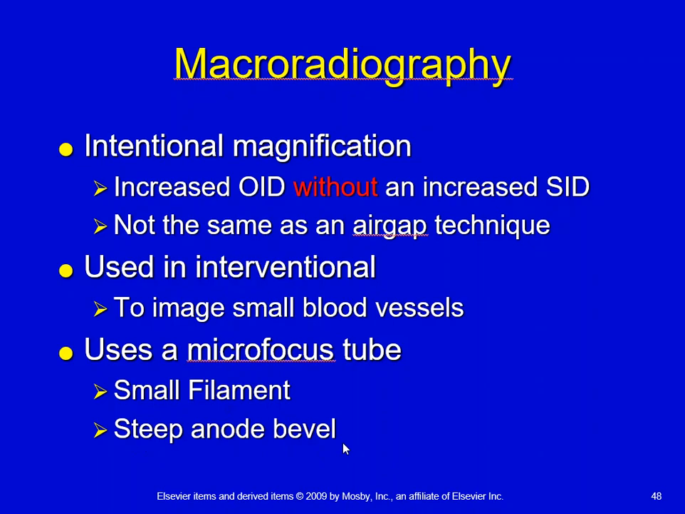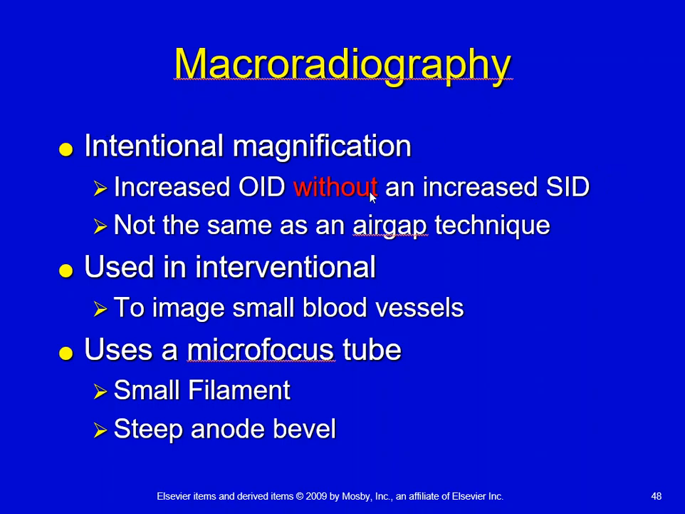And in most cases, again, we're going to use these in interventional where we're looking at very small blood vessels that without magnification are too difficult to visualize. So we're looking for small defects, presence of bulges that will eventually become aneurysms, things like that, any kind of filling defect inside of a blood vessel. So we'll want the magnification, so we'll want to increase OID, but we don't want to increase SID. If we increase SID, then the magnification decreases again.